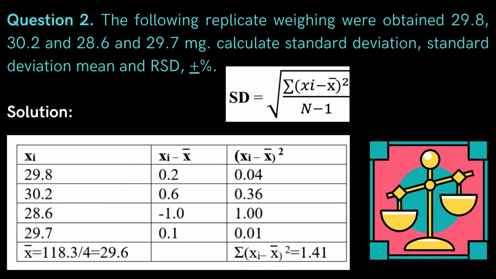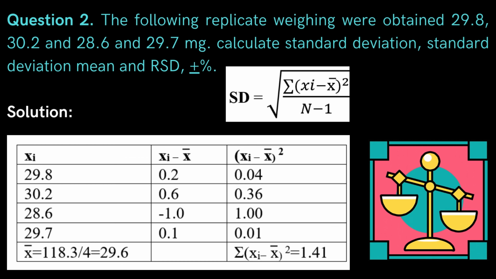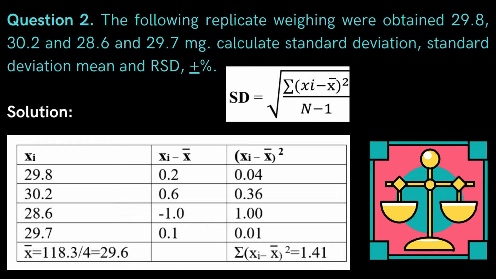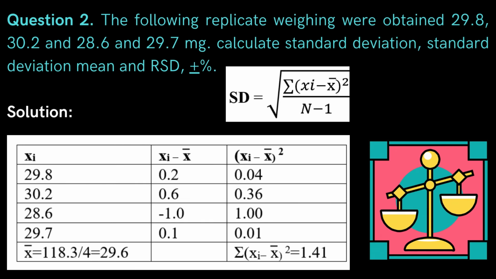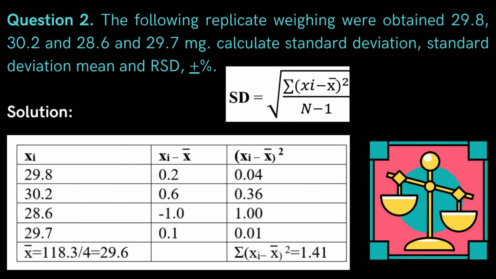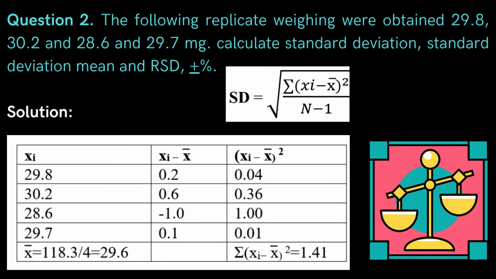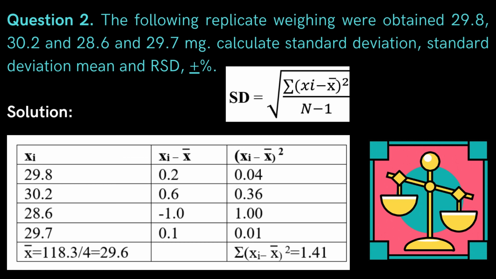The solution is given below. For solving the question related to SD and RSD, we have to draw 3 columns and rows based on the measured values, xi, and at the end the mean value x bar is calculated, which is found to be 29.6. Then in the second column, the difference between each measured value and the mean value is calculated. For example, 29.8 minus the mean value 29.6 gives 0.2. Similarly, other values such as 0.6, 1.0 and 0.1 are calculated.